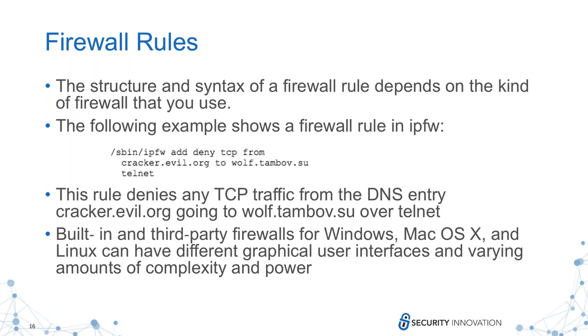can be used to add a rule, and it's pretty simple. So we look at this rule, and we are adding a rule to deny TCP traffic from the host cracker.evil.org to the host wolf.tambob.su on the telnet port. Doing the same thing on different systems will look different, but it largely operates the same way. We can allow traffic from host to host. We can set it to deny traffic from certain hosts. We can open certain ports to certain specific hosts or at certain times of the day. So it's pretty flexible, but you do have those limitations as to traffic and what you see on the network.